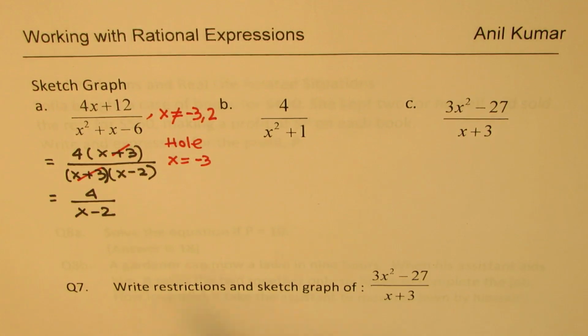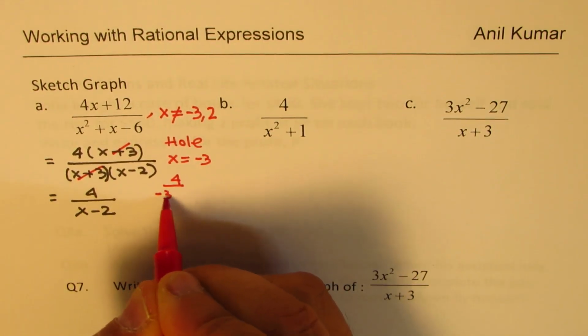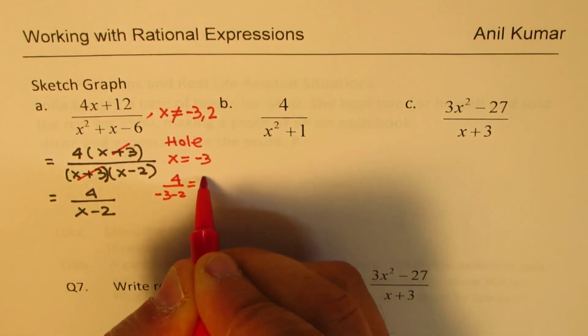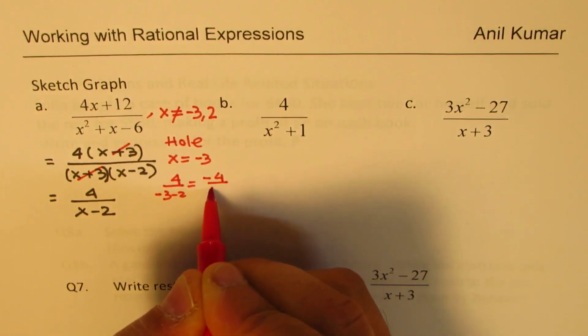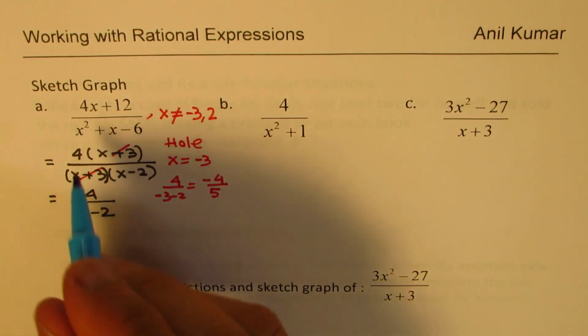If I substitute minus 3 here, I get 4 over minus 3 minus 2, which is minus 4 over 5. Do you see that? So that becomes the position of the hole in our graph. Now that is kind of very important to understand. Now let us see how to sketch it.